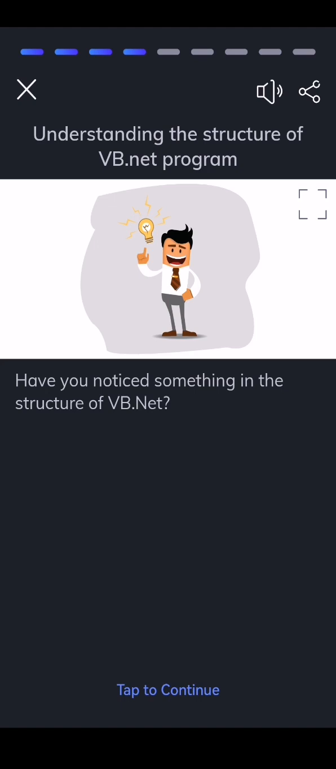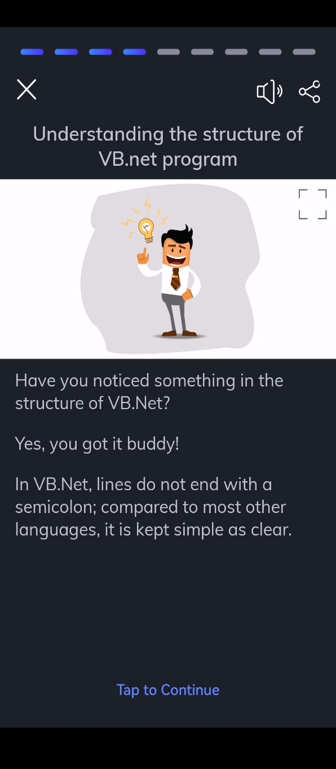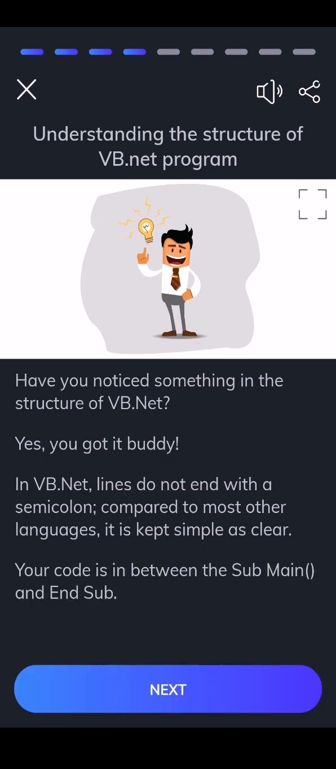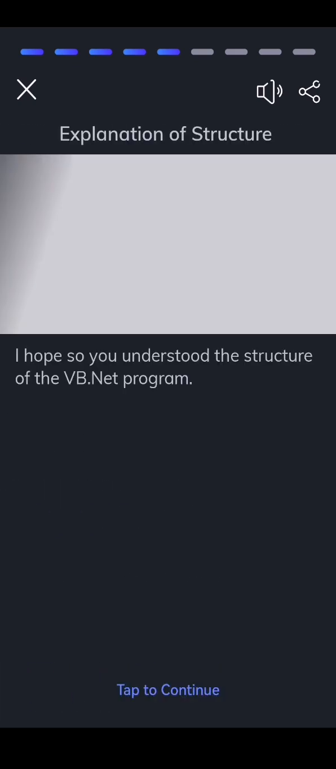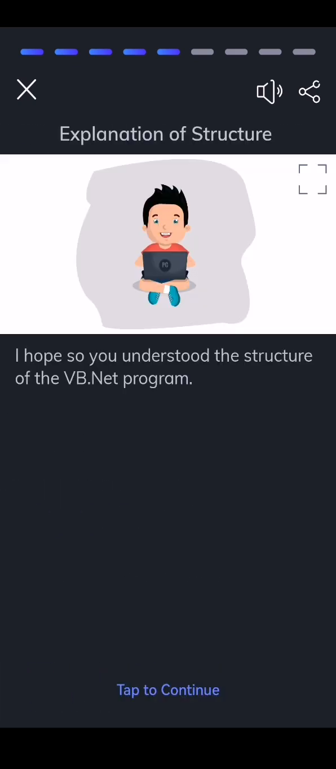Have you noticed something in the structure of VB.NET? Yes, you got it, buddy. In VB.NET, lines do not end with a semicolon. Compared to most other languages, it is kept simple and clear. Your code is in between the Sub Main and End Sub. I hope you understood the structure of the VB.NET program.